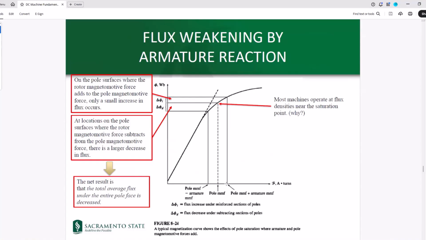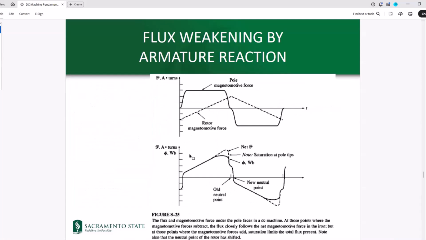We're going this much more, but because of the saturation we get only a little increase in the phi. This overall results in a reduction. The net result is that the total average flux under the entire pole face would be decreasing. There is another figure here that shows this. This is the original case when there was no weakening in the flux. So you would have your neutral point right here.